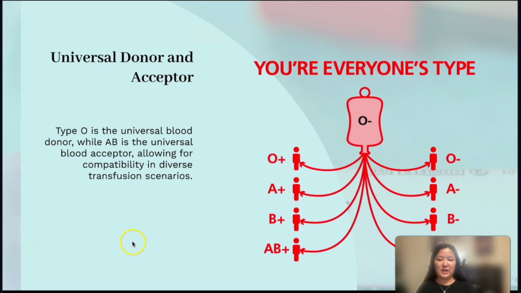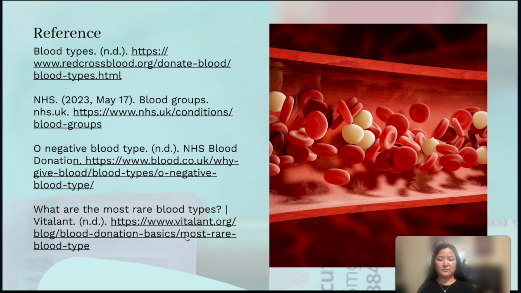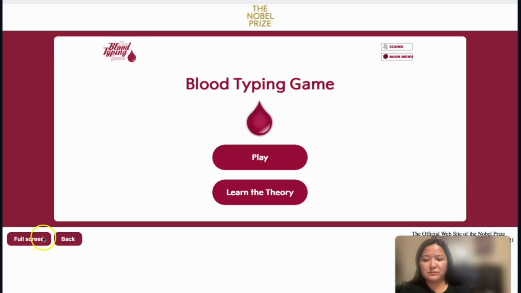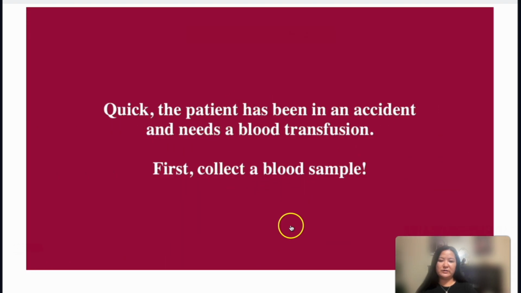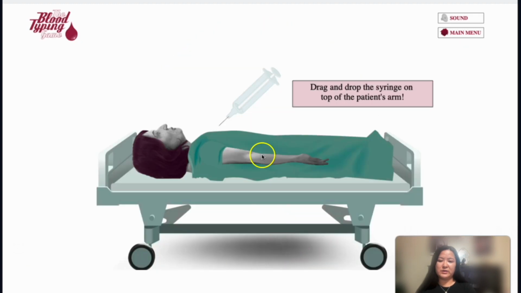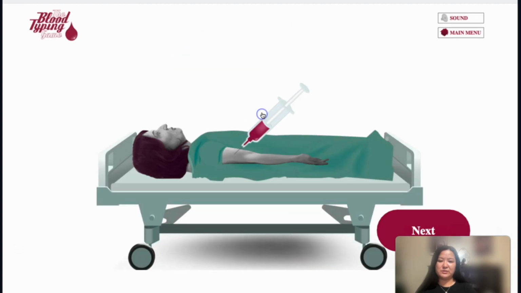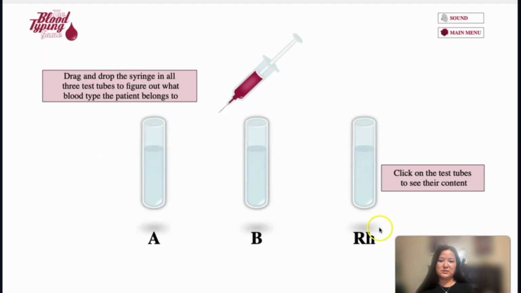I have added an educational game from the Nobel Prize organization. So let's check that game, and this is all about the blood types. Hi, and it gives you a scenario and asks you to collect blood samples. So you will drag and drop the syringe, and then you will click on next, and this is the place where you learn about the blood typing. Drag and drop the syringe in all 3 test tubes to figure out what blood type the patients belong to.